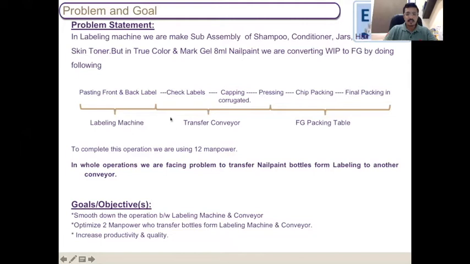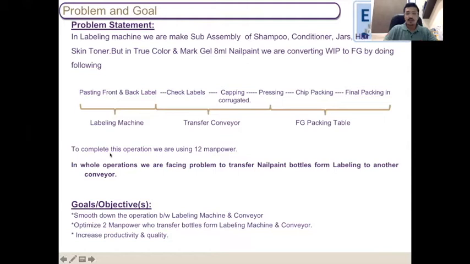There is this transfer conveyor; check labels, capping, and pressing were done on the transfer conveyor. And then they had the final finished goods packing table, right? To complete this activity, they had 12 manpower. And the whole operation was facing an issue transferring the nail paint bottles from labeling to the other conveyor. So basically, they were facing the productivity issue, and because of that, they had to put additional manpower for transferring the nail paint bottles from labeling to the other conveyor.